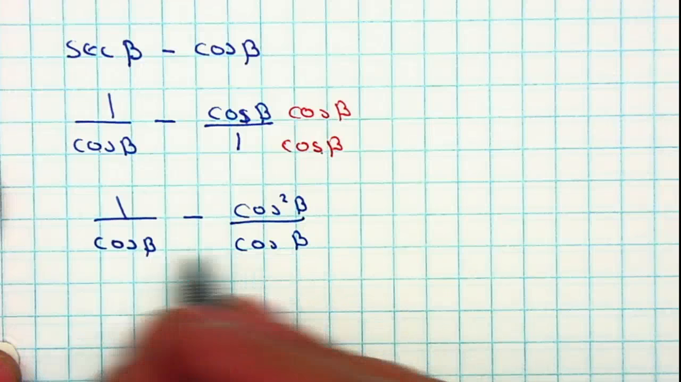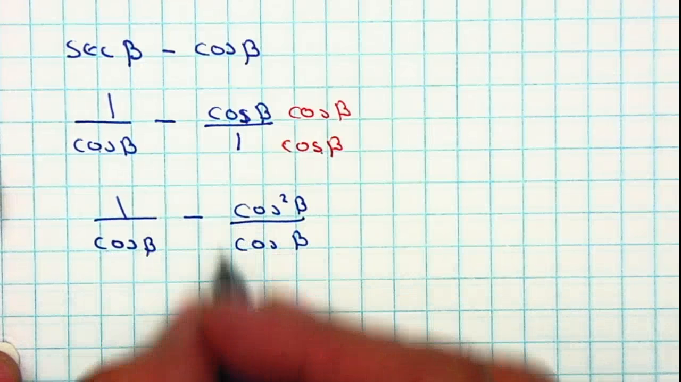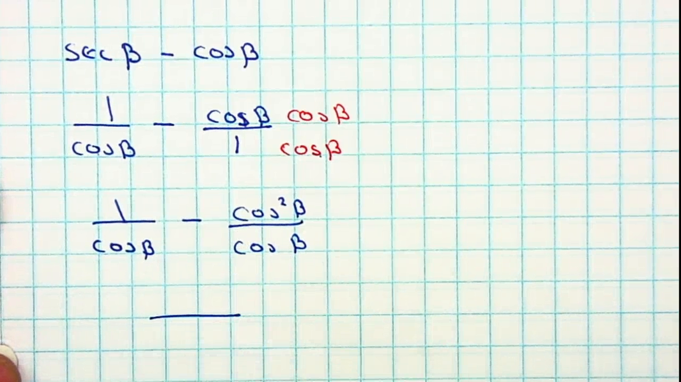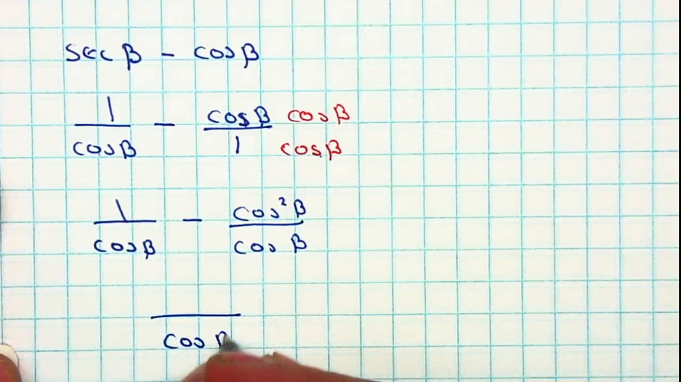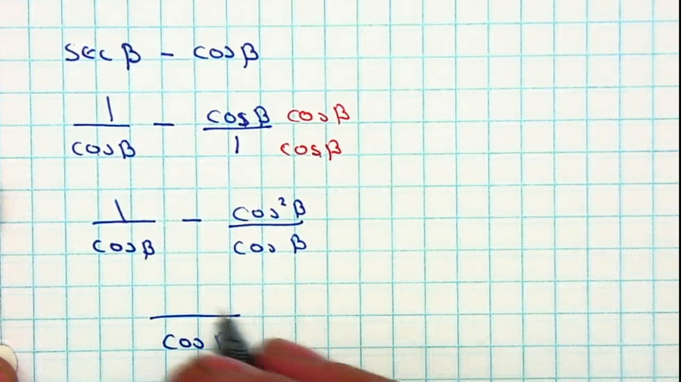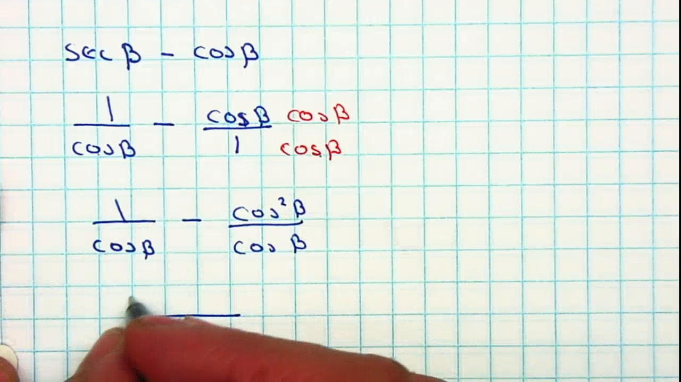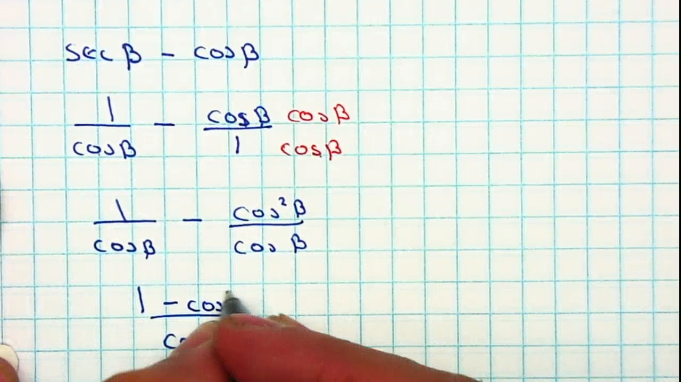And now that they have the same denominator, we can subtract them. The denominator will stay the same, which will be cosine beta, and we're going to subtract 1 minus cosine beta, which will be just 1 minus cosine squared beta.